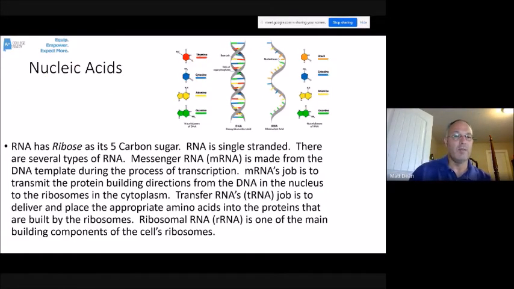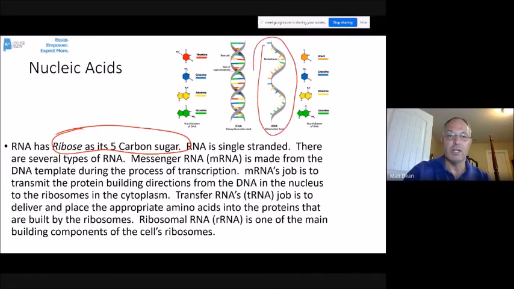So let's talk a little bit about RNA for a minute. RNA has ribose as its 5-carbon sugar. RNA molecules tend to be single-stranded. You'll talk about several types of RNAs when we get into the genetics part of this course. There's messenger RNA, that's the one you're probably most familiar with. This is made from the DNA template during transcription. It leaves the nucleus, goes to the ribosomes, and functions as the directions for building proteins.